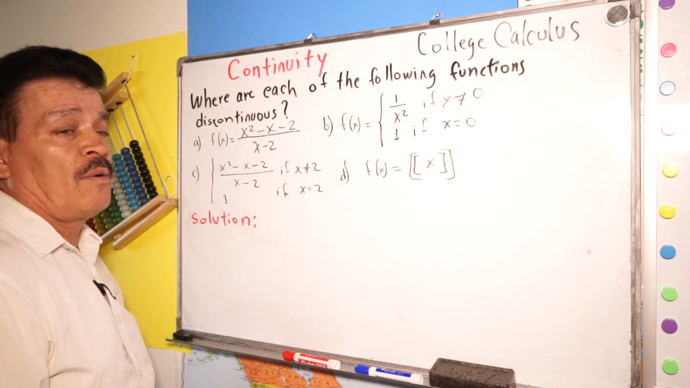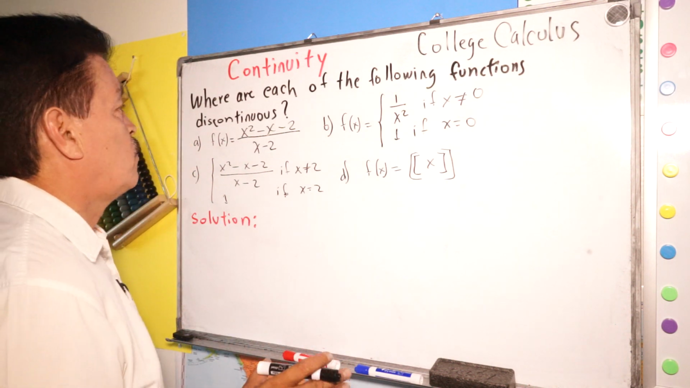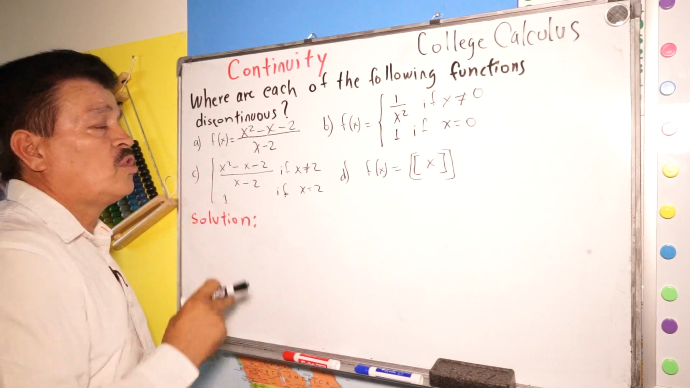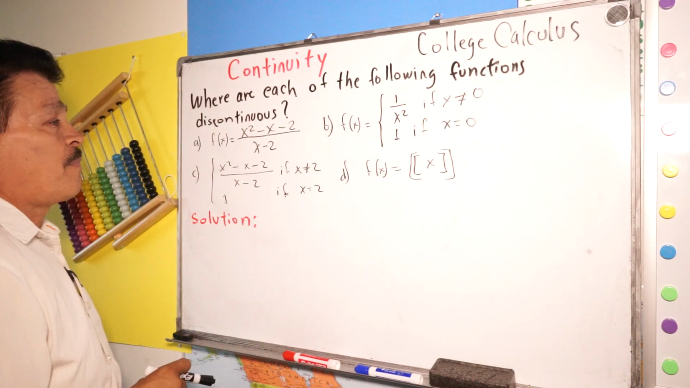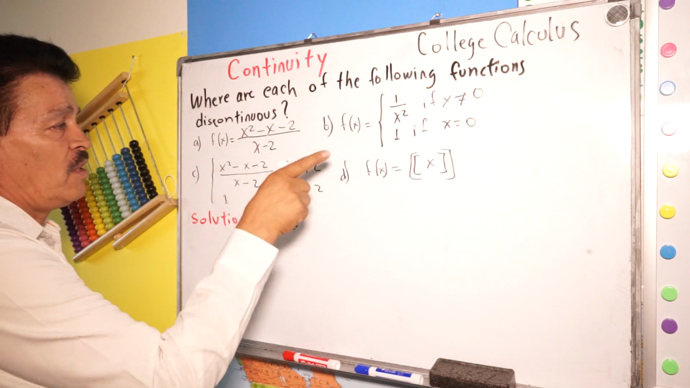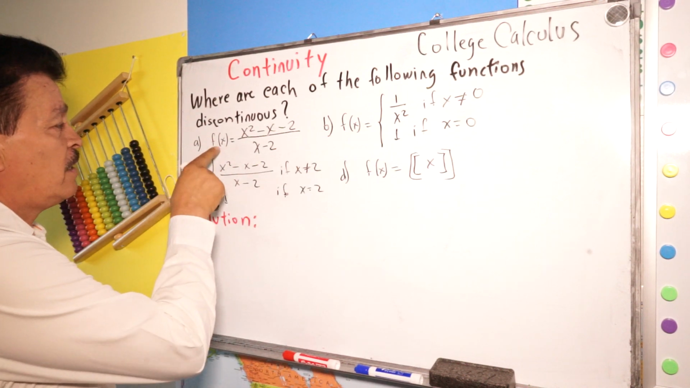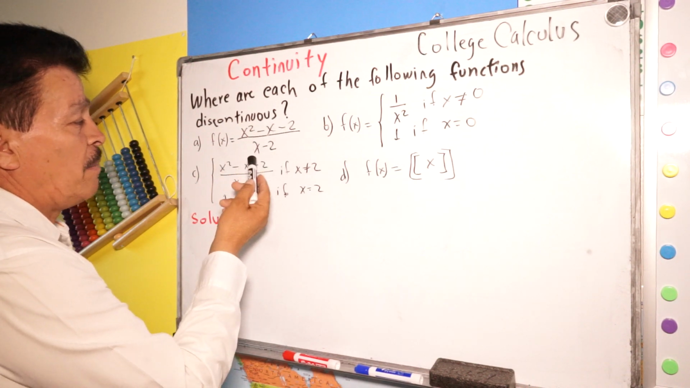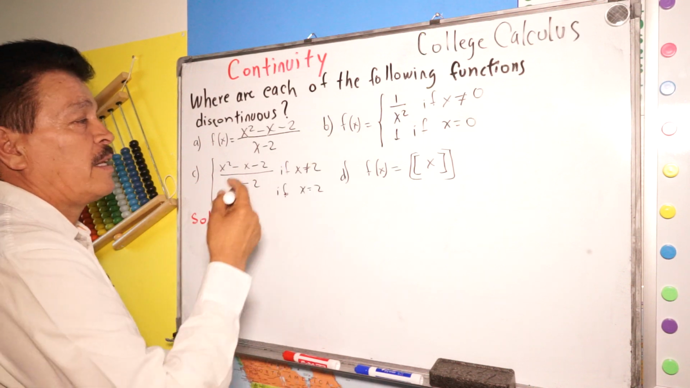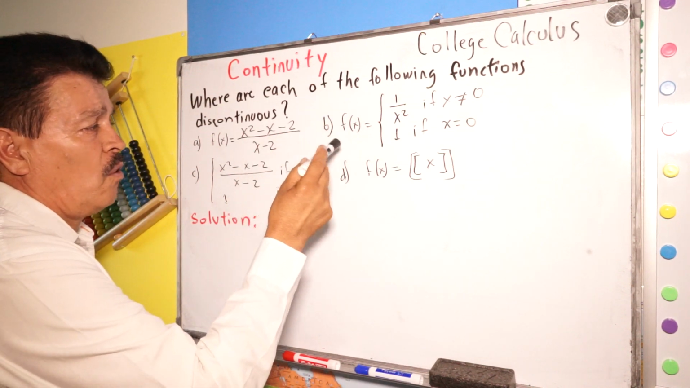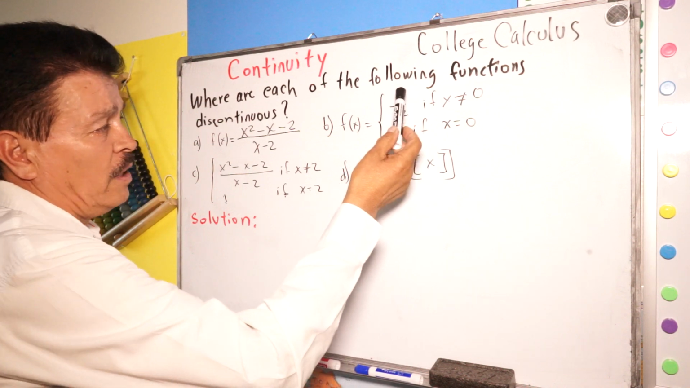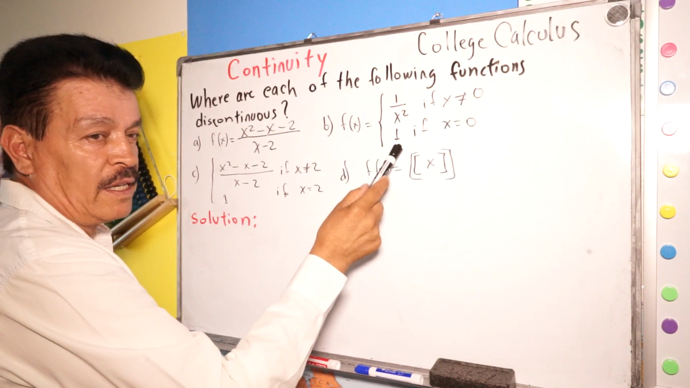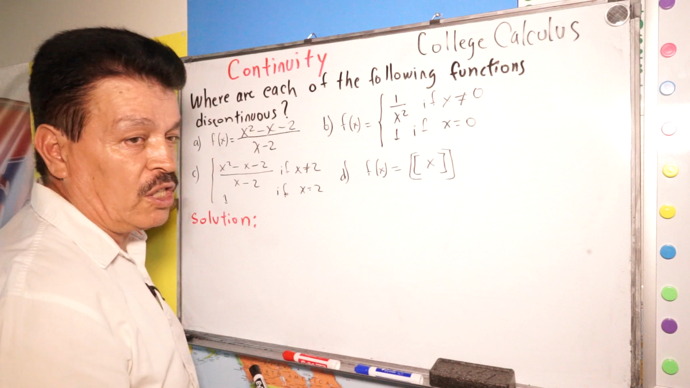Okay, we have one question that we have to solve. Where are each of the following functions discontinuous? We have four different situations. A is f(x) equals (x squared minus x minus 2) divided by (x minus 2). The next one is f(x) equals 1 over x squared if x is different from 0, and 1 if x equals 0.